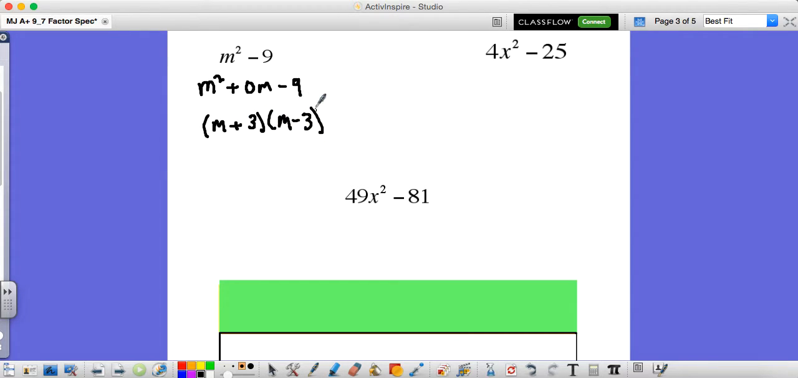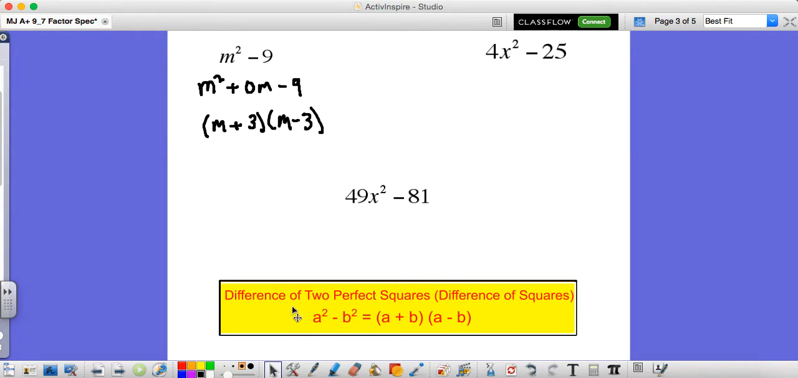And that's our factored form. So our rule here, if you're looking at m plus 3, m minus 3 to get to m squared minus 9, our rule is what we call the difference of two perfect squares. So if you have something squared minus something else squared, that's equal to the first piece plus the second piece times the first piece minus the second piece.